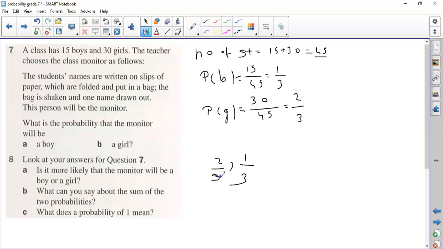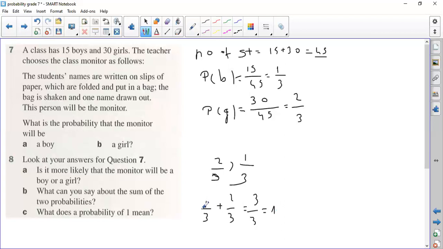What can you say about the sum of the two probabilities? Well, we said that the sum of these two probabilities is 1. 1 over 3 plus 2 over 3 is 3 over 3, which is equal to 1. So what does the probability of 1 mean? We discussed in the first hour of this chapter that 1 means that the probability is certain. It means this event will happen.